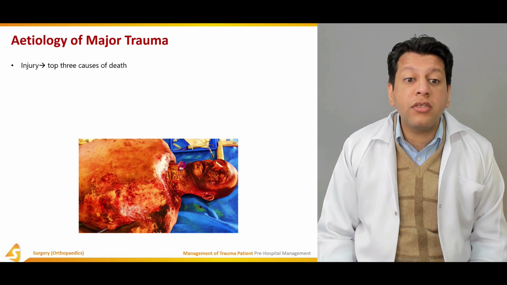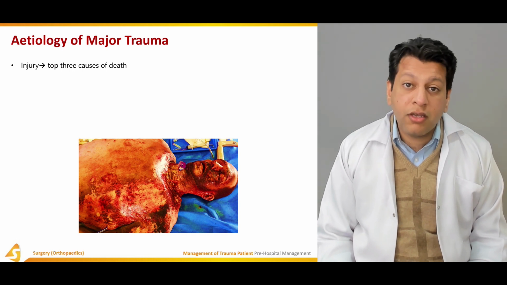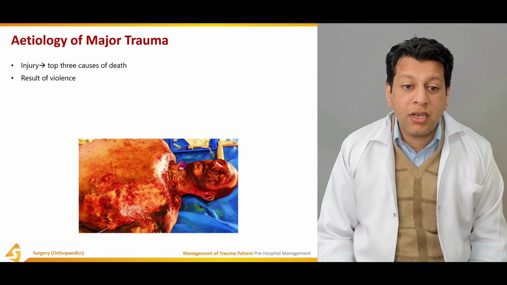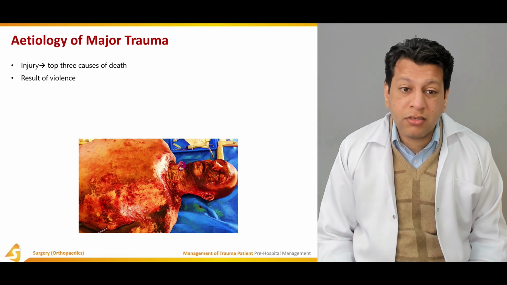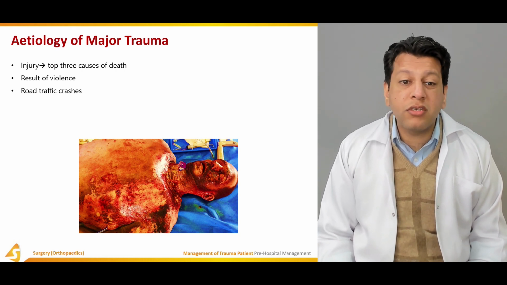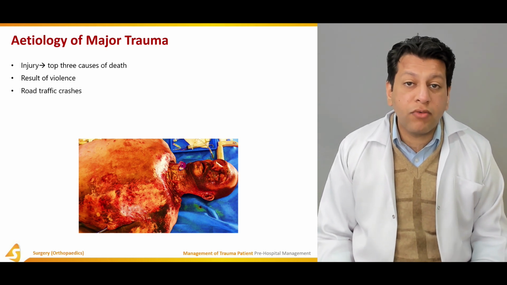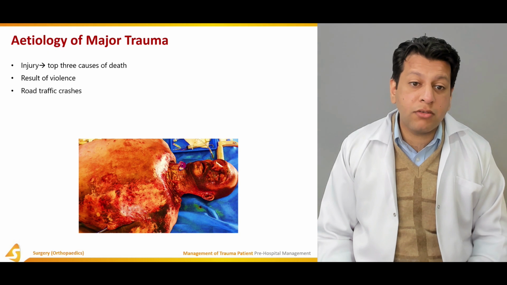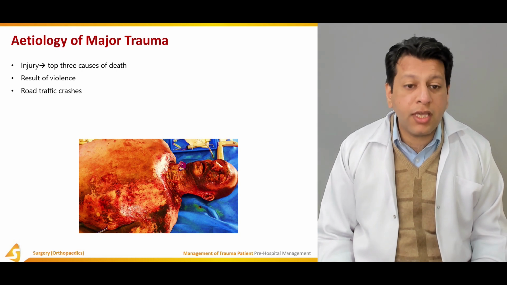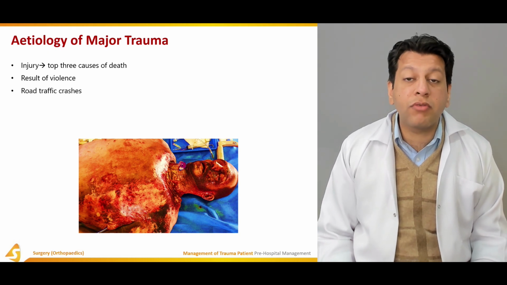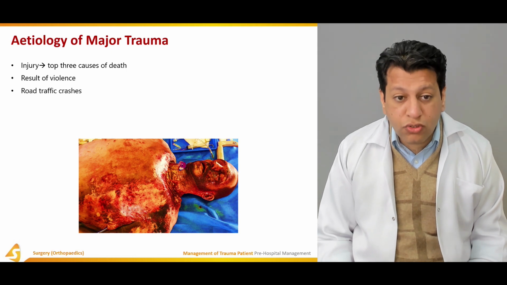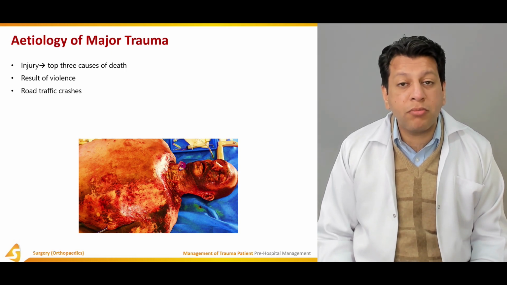So what are the main etiologies? Injury is one of the top three causes of death, along with other different causes as well. It may be a result of violence. Usually the most common is road traffic accidents. With the advent of cars, and obviously with high-speed cars and motorways, there is an increased chance of having an RTA. Road traffic crashes are one of the most common causes of trauma.